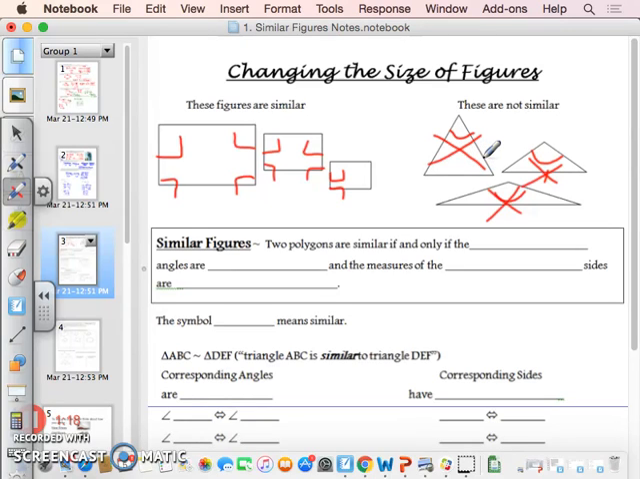And so we say that two polygons are similar if and only if the corresponding angles are congruent. And you remember from last unit what corresponding looks like. It's in the same position. And we all know that congruent means the same. And the measures of the corresponding sides are proportional. And it's proportional by what we call a scale factor.